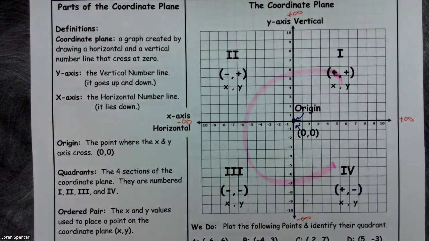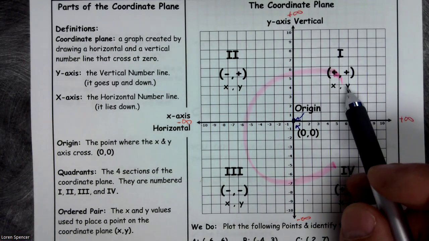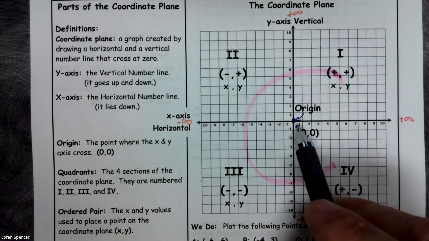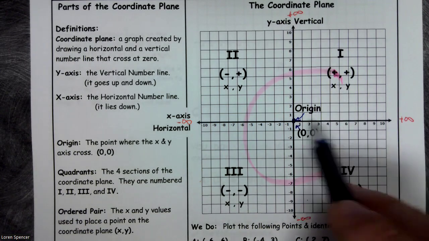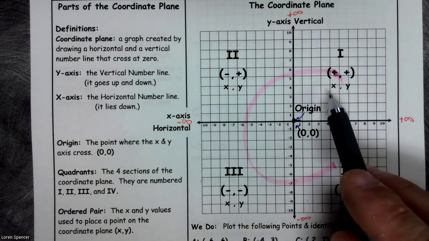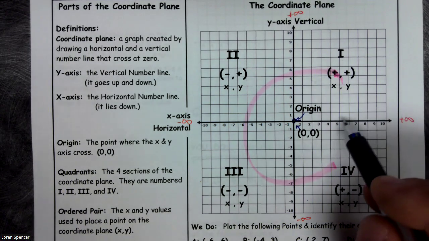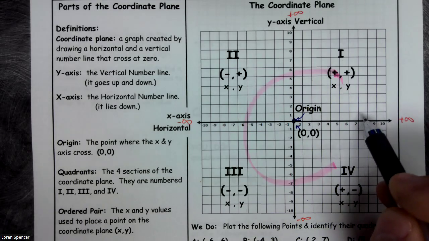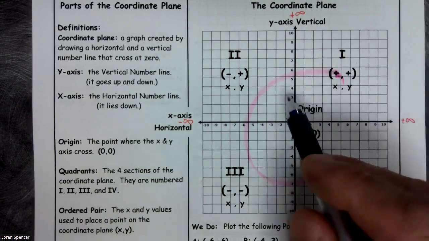And when we're graphing, remember the X comes first, then the Y, just like in the alphabet. So you're counting in the X direction, then up or down in the Y direction. Plus, plus, because this is positive in the X direction and positive in the Y direction. So quadrant one is positive, positive.